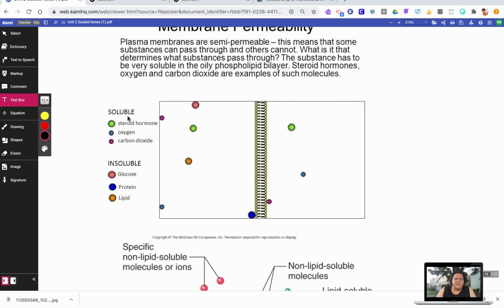What's interesting is that even if it's pretty big, because of the membrane being what it is, things that are soluble in fats, like steroid hormones, can go through the membrane pretty easily. Whereas something like glucose and proteins are going to be harder to get through because of their size.